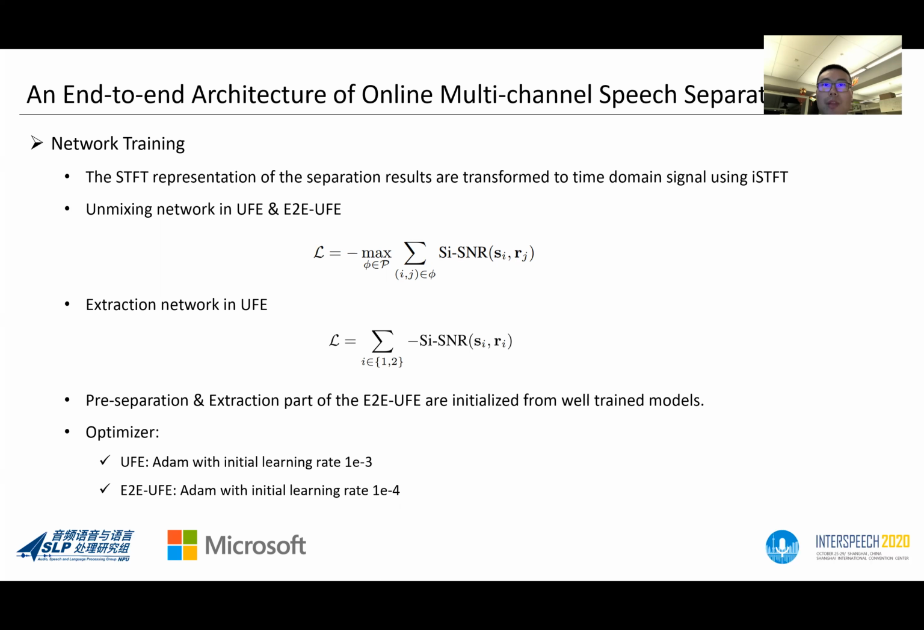We use an Adam optimizer to train the unmixing and the extraction network in the UFE framework with the initial learning rate 0.001. The pre-separation and extraction part of the E2E UFE is initialized from the well-trained models, so we use a smaller initial learning rate for the joint training.